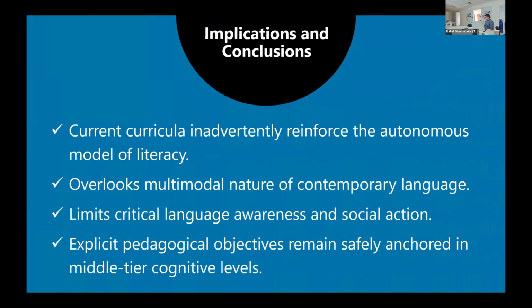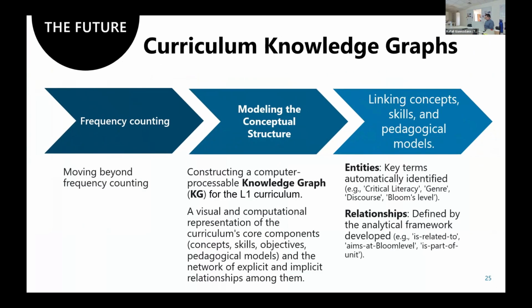So, where do we go from here? Counting words is just the first step. Our next phase is constructing the curriculum knowledge graphs. Instead of just frequency, we want to map relationships. We want to see, does this critical literacy link to evaluation? Or does it float in isolation? A knowledge graph will allow us to see the network of the curriculum, providing a blueprint for how to actually integrate these concepts rather than sprinkle them on top.